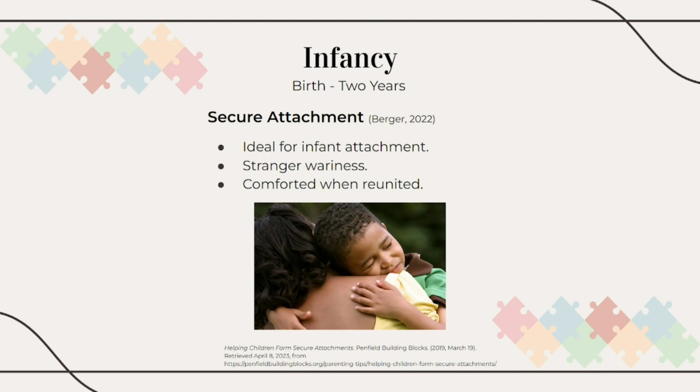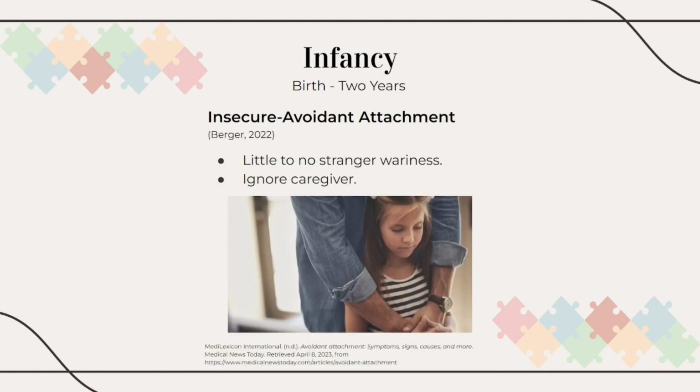Children who presented with the secure attachment pattern exemplified the ideal for infant attachment. In the presence of their caregiver, they felt encouraged to explore the new playroom while occasionally returning to their caregiver, and when separated from their caregiver, they would express a sense of stranger wariness and begin to cry. When reunited with their caregiver, they were comforted and would eventually feel safe enough to continue with their play.